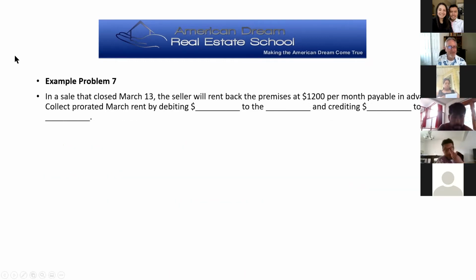Perfect. Here we go. Sale closed March 13th. This is a lease back question. The seller will rent back the premises at $1,200 per month, payable in advance. Collect prorated March rent by debiting something to somebody and crediting something else to somebody else. Who's getting a debit? Who's getting a credit? The buyer's getting debited and the seller's getting credited.